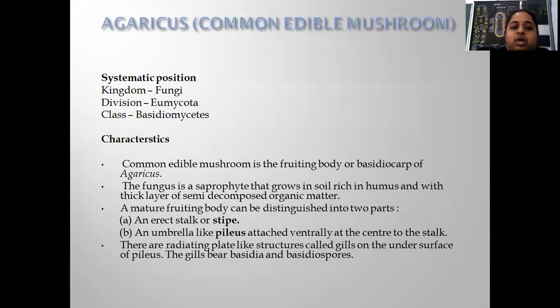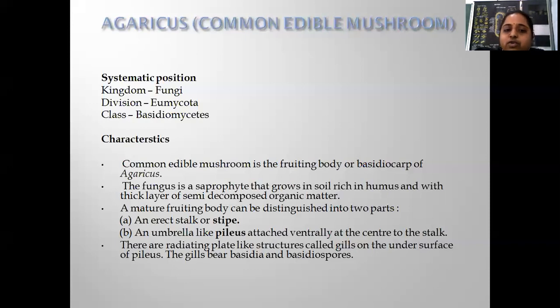The fungus is a saprophyte. The meaning of saprophyte is that it depends on dead organic material as food. It feeds on dead organic material. It's a saprophyte that grows in soil rich in humus and with a thick layer of semi-decomposed organic matter. So where organic matter is undergoing decomposition, you'll find Agaricus in large numbers.